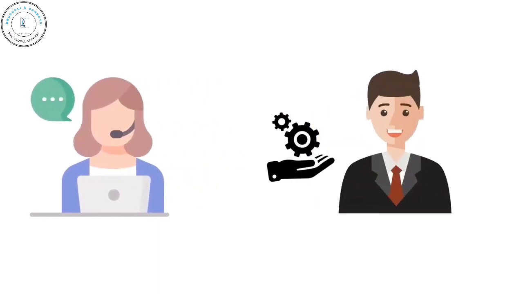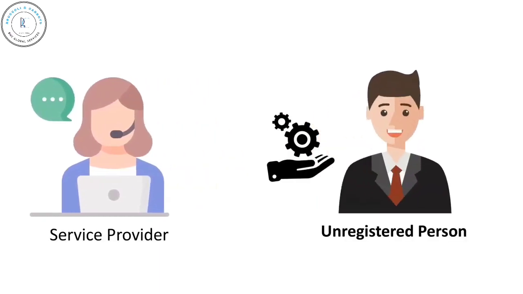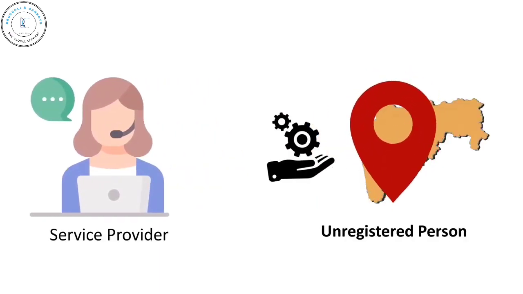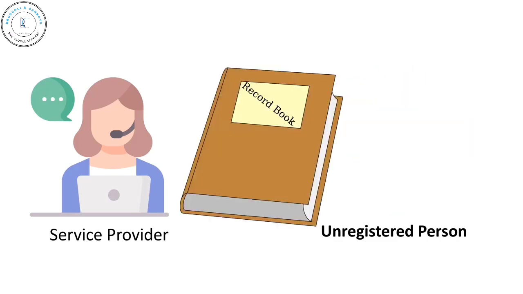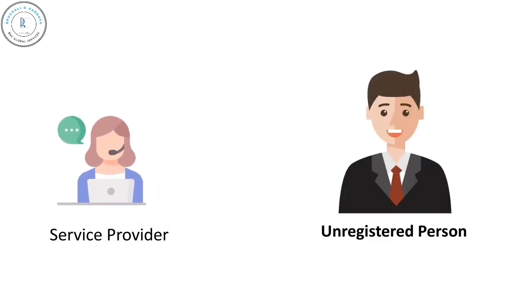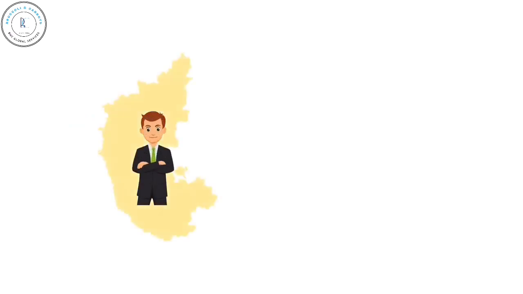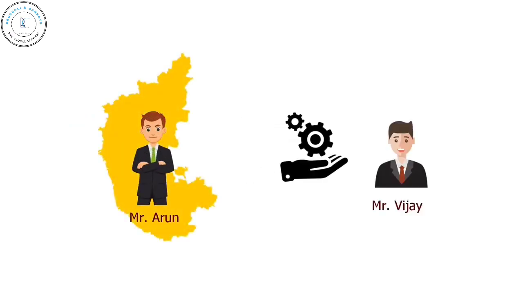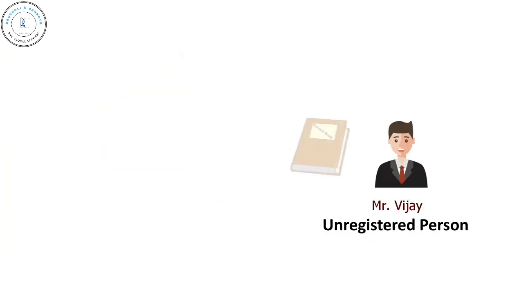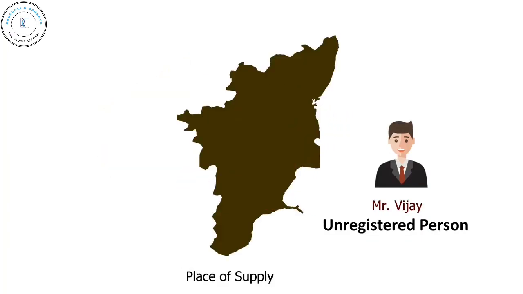If service is provided to an unregistered person, then place of supply will be the location of the recipient, if the address is available on record, and location of the supplier of services in other cases. Example 1: Mr. Arun, Karnataka, provides consultancy services to Mr. Vijay, unregistered, but address on record shows Tamil Nadu. Place of supply will be Tamil Nadu, and IGST will be levied.